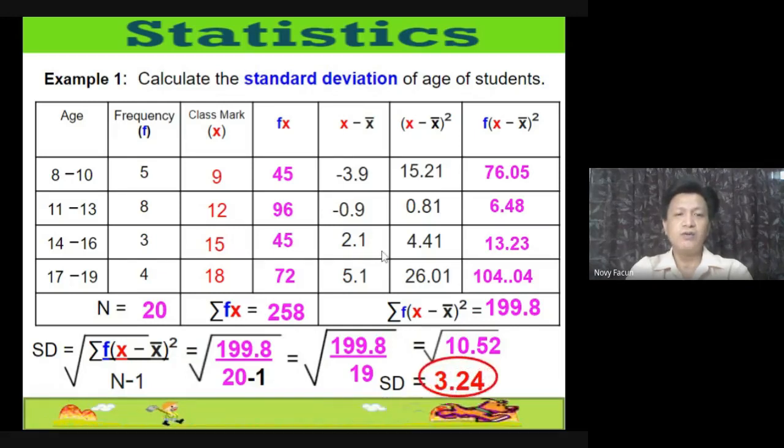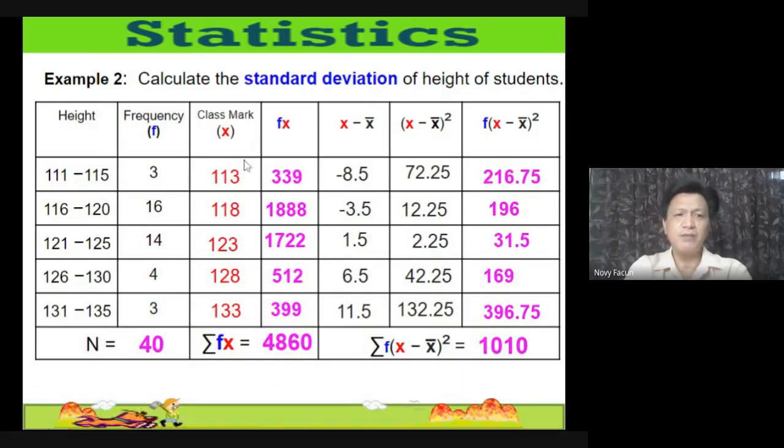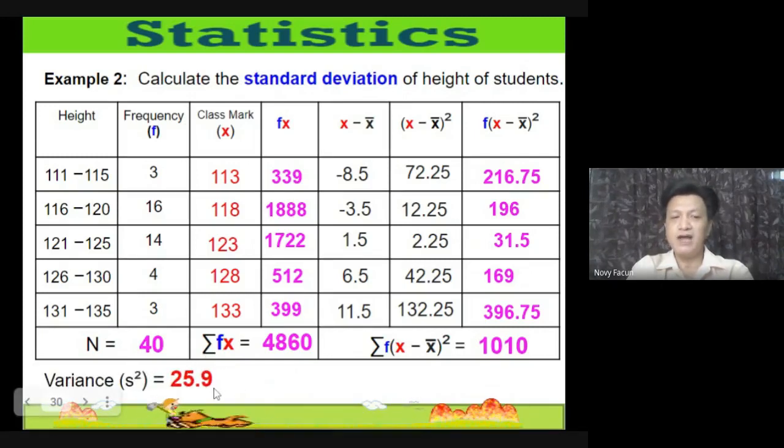Okay, so with that, let's have another example, no? So calculate the standard deviation of height of students in centimeters, no? This is the same given. So, let's say na-complete na natin kasi na-solve na natin ito kanina doon sa variance. So, ang variance natin nakuha dito ay 25.9. Okay, di ba? Kung mapapansin niyo, kukunin lang natin yung square root neto para makuha yung ating standard deviation.